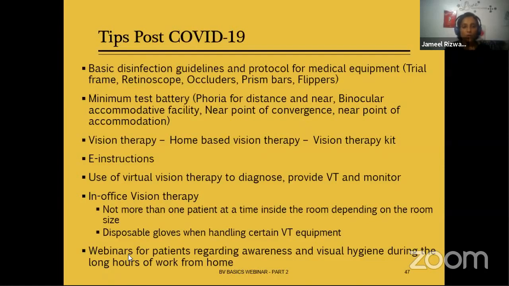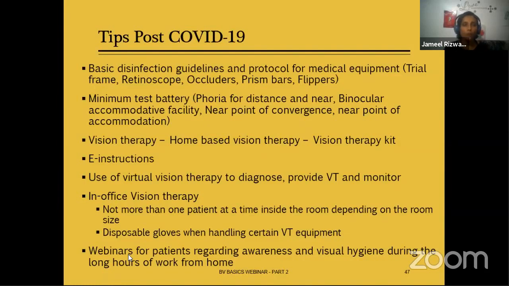The next thing is webinars for patients regarding awareness and visual hygiene. This is another way to engage your patients. Okay, so we are planning a lot of such stuff. All your existing patients or new patients or anybody who is emailing you, your database, you can organize. For example, parents of children who are already myopic, parents of children who have progressive myopia, share some important information to bring down their anxiety, because poor parents, they're also very anxious, and awareness about emotional well-being and visual hygiene and things like that, what they can really do.